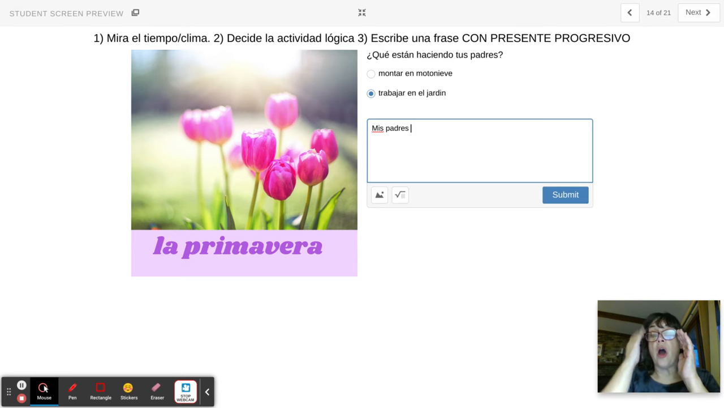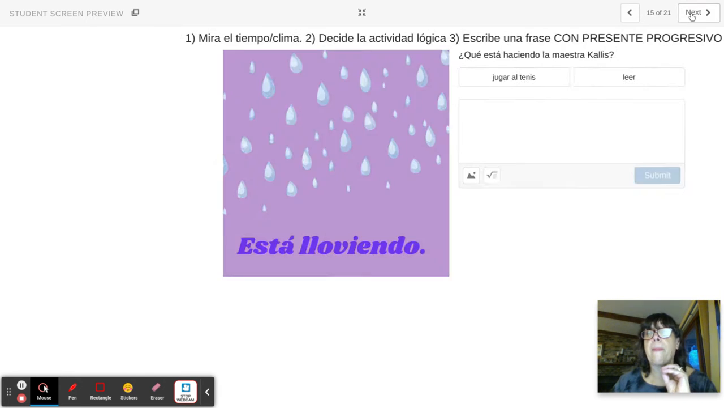Present progressive, are working. That's two words. Which form of estar goes for they are? My parents, they. My parents, they are. That would be están. Trabajar, cross off the AR. What do I add? Ando and en el jardín. Mis padres están trabajando en el jardín.